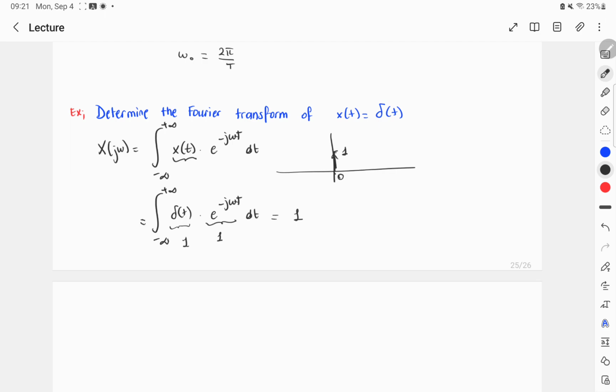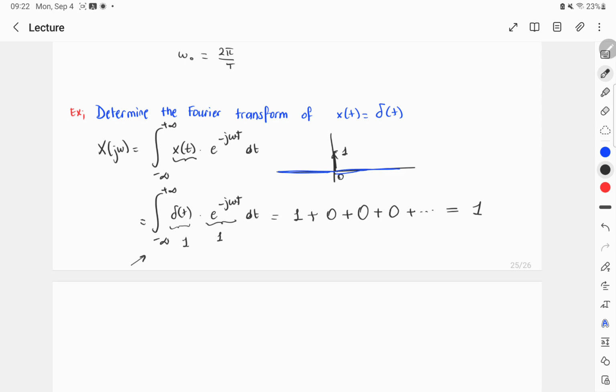But in the integral, it says to sum up all the values from negative infinity to positive infinity, right? Which means we will also add up the other values. However, as the delta function equals 0 at the other values, anything multiplied with 0 will give us 0. So we will basically sum up all the zeros in here. Eventually, our answer will be 1.